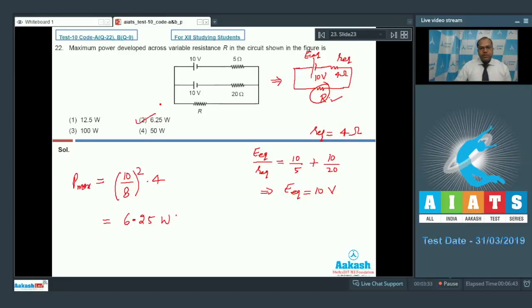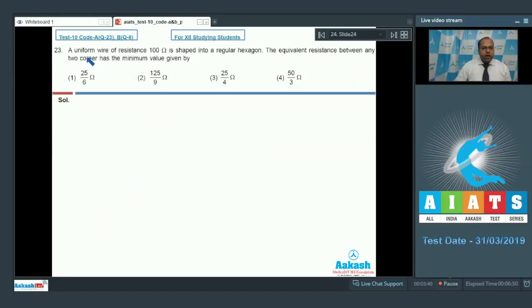Let's move to question number 23. In question number 23, a uniform wire of resistance 100 ohm is shaped into a regular hexagon. The equivalent resistance between any two corners has the minimum value given by. So let's understand the situation.